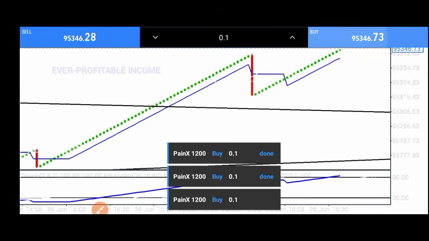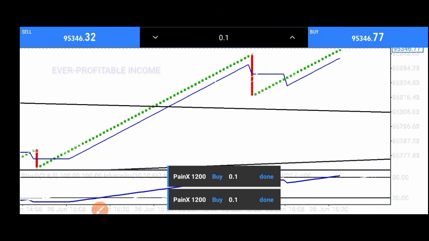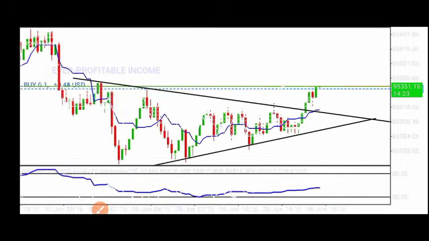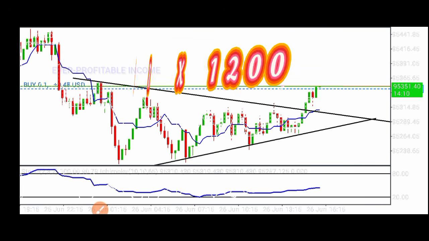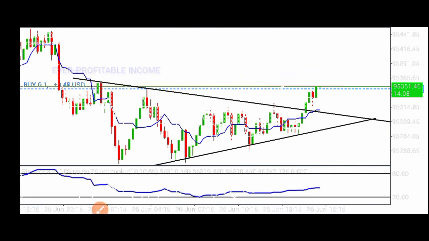Let's quickly hop into this trade. Okay, now this is PAINX. If you enjoy cutting spike or scalping on boom and crash, then you should love these indices on WelTrade. Okay, this is PAINX and GAINX. Now we are going to be looking at the exact strategy you can use to trade PAINX and GAINX, just like boom and crash on WelTrade.